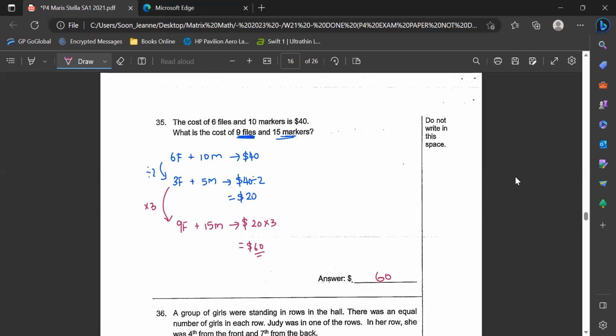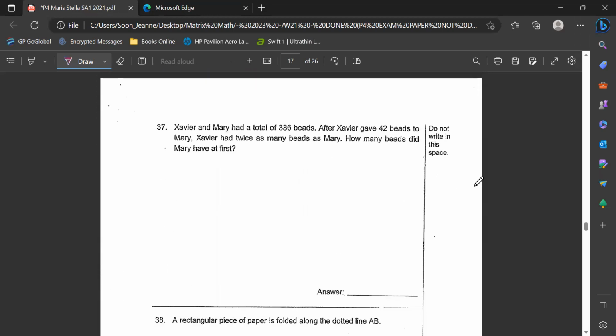Okay. So moving on to question number 37. This is something that we've been doing all the time, but I want to go through. Xavier and Mary had a total of 336 beads. After Xavier gave 42 beads to Mary, Xavier had twice as many beads as Mary. How many beads did Mary have at first?